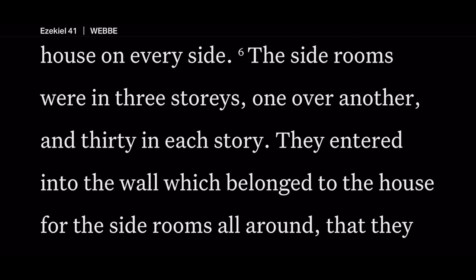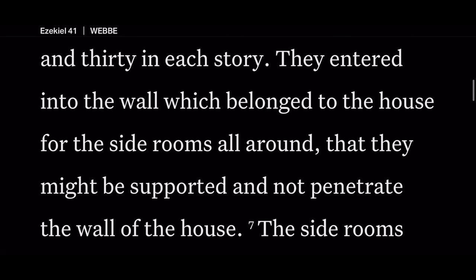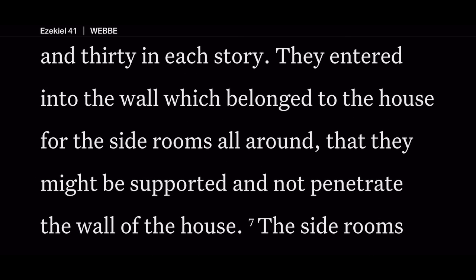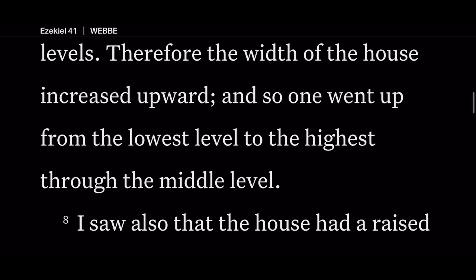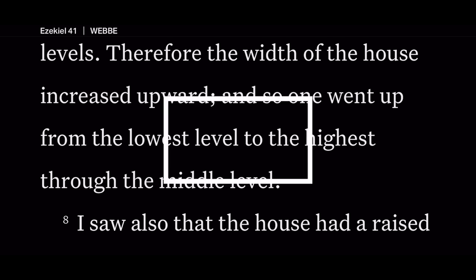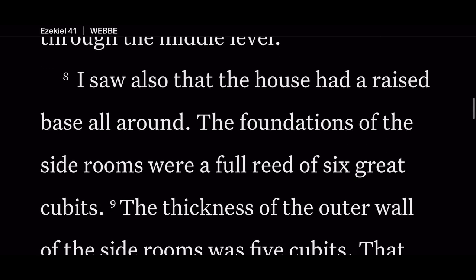The side rooms were in 3 stories, one over another, and 30 in each story. They entered into the wall which belonged to the house for the side rooms all around, that they might be supported and not penetrate the wall of the house. The side rooms were wider on the higher levels, because the walls were narrower at the higher levels. Therefore the width of the house increased upward, and so one went up from the lowest level to the highest through the middle level.